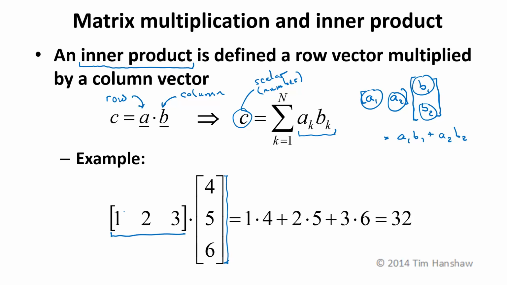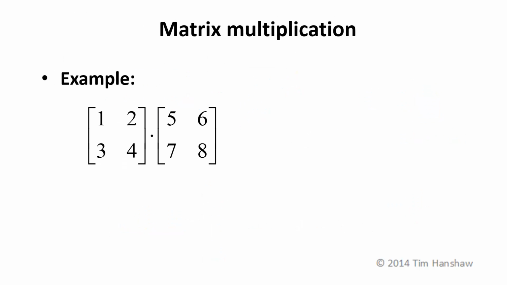As a numerical example, if we multiply this row vector 1, 2, 3 times this column vector 4, 5, 6, the result's going to be this times this, or 1 times 4, plus this times this, which is 2 times 5, plus this times this, which is 3 times 6, and the result is 32, which is just a number.